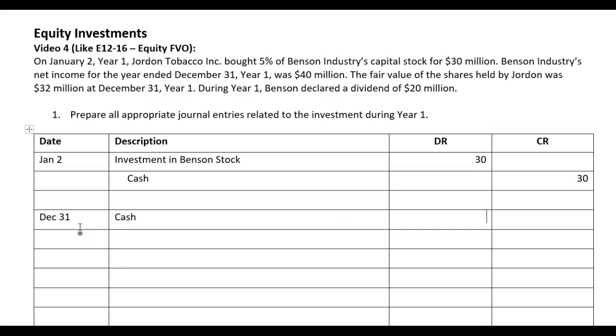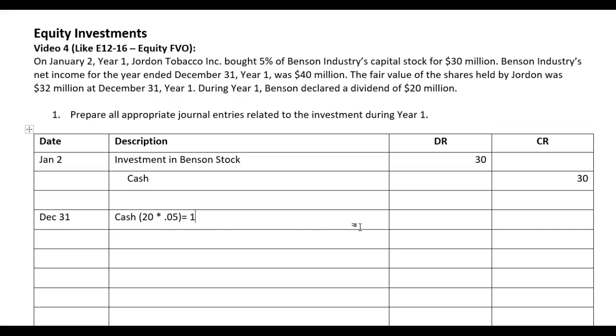When the company declares and pays dividends, we're going to receive our portion of that. So we're going to debit cash for the amount we receive. Remember, this is a total of $20 million. We do not own all the shares in this company, so we're going to take that $20 million and multiply it by the percentage of shares we own, and we own 5% of those shares. So 20 million times 5% equals 1 million.